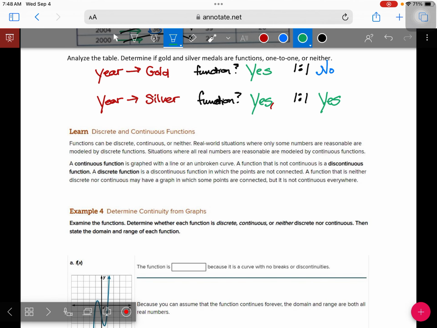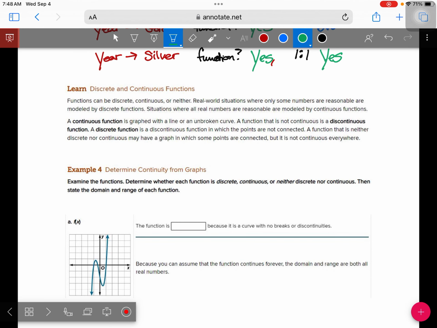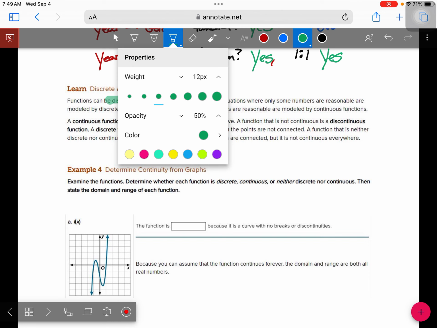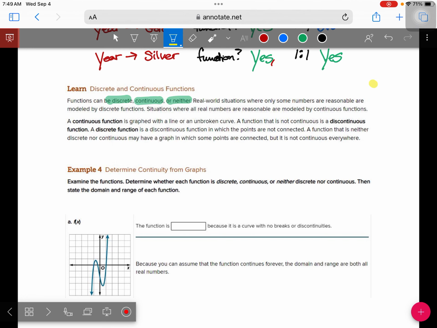All right. Discrete and continuous. Functions can be discrete, continuous, or neither. You might want to underline those or do something with that. Real world situations where some numbers are reasonable are modeled by discrete functions. A continuous function is graphed with a line or an unbroken curve.